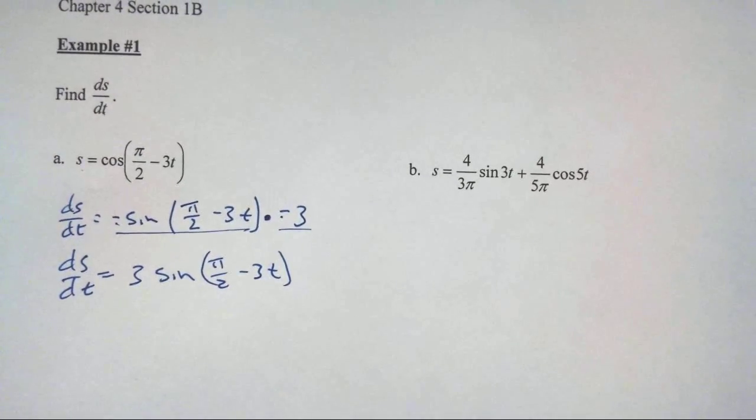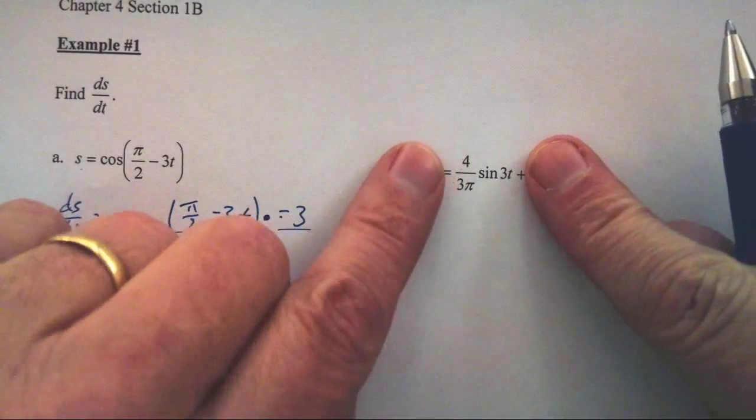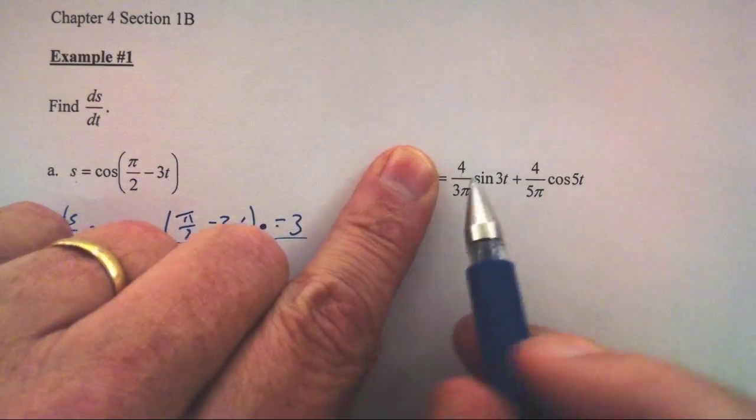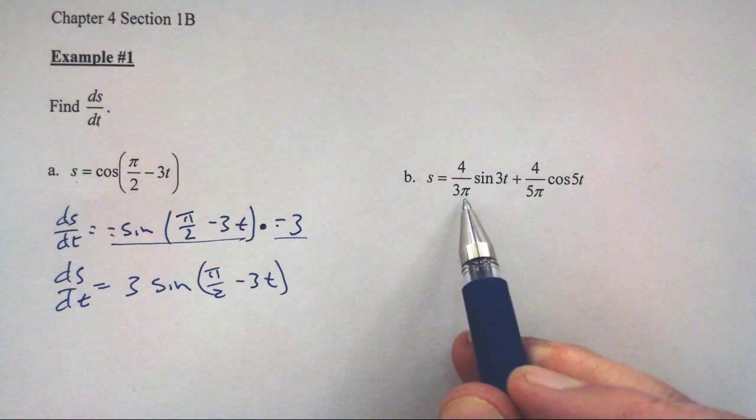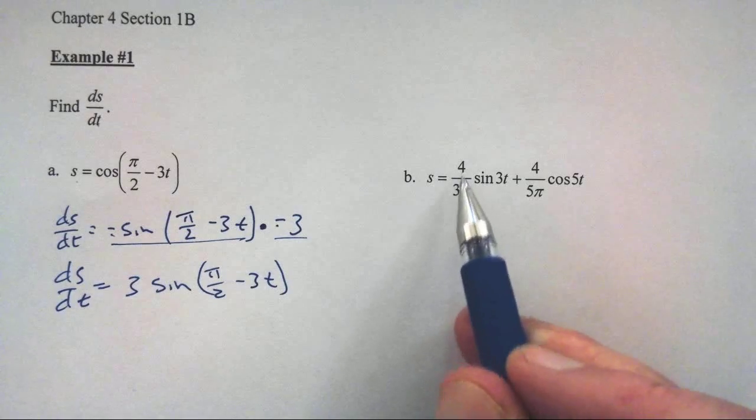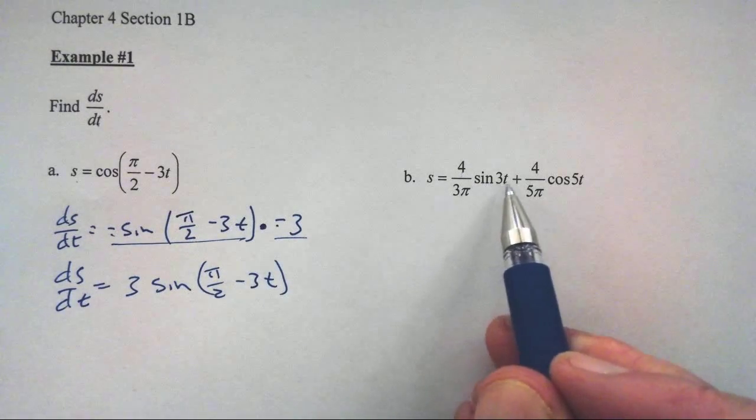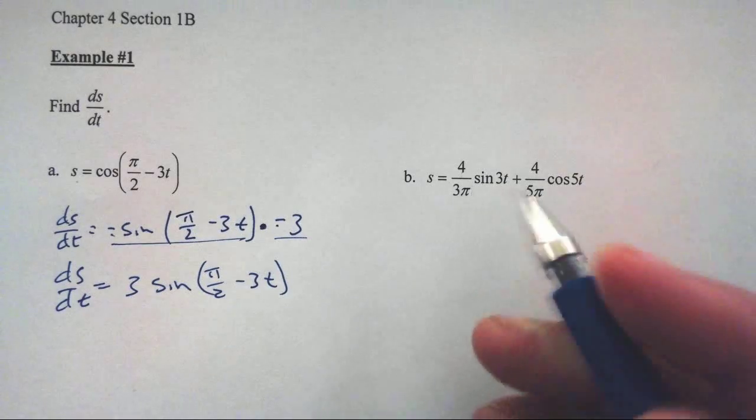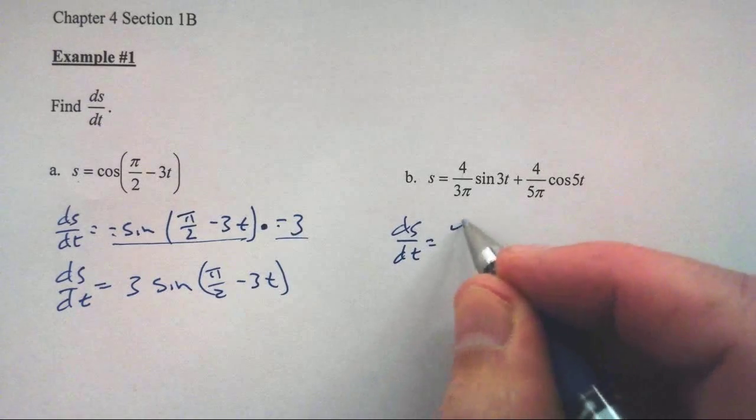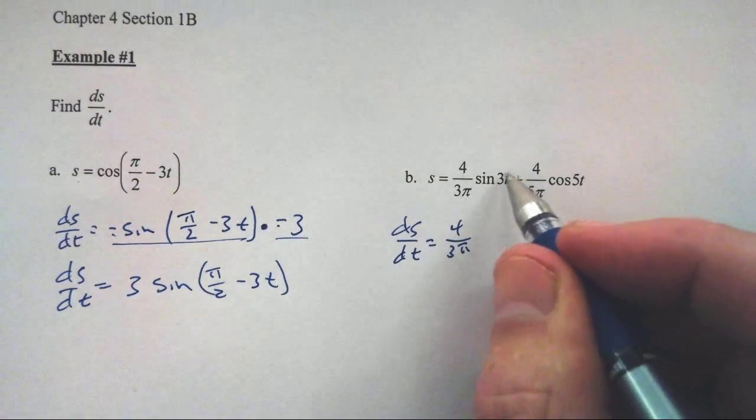Okay, sometimes people look at a problem like B, and once again they'll think, okay, I've got to find the derivative of this. So that's a function times a function. Well, technically 4/(3 pi) is a function, but I don't have to deal with that. It's just a constant. Pi is a constant, so if I have a constant times a function of t, the constant just survives. ds/dt is 4/(3 pi) times the derivative of sine of 3t.